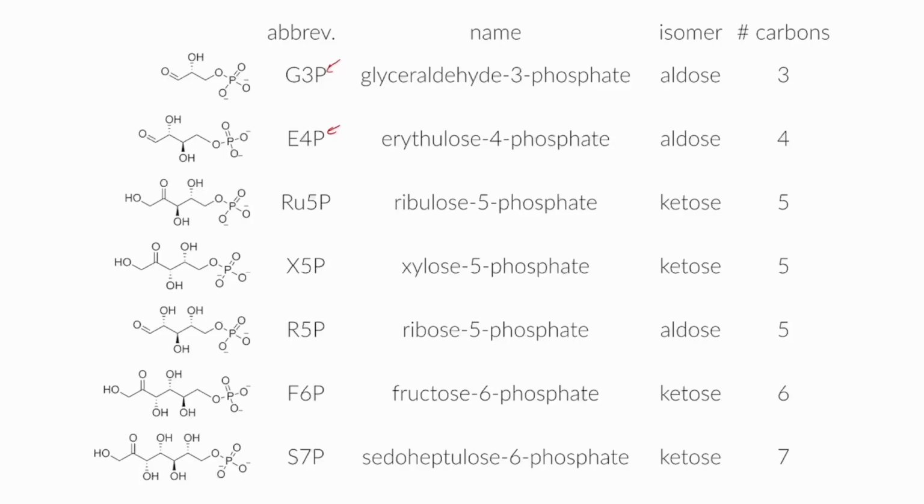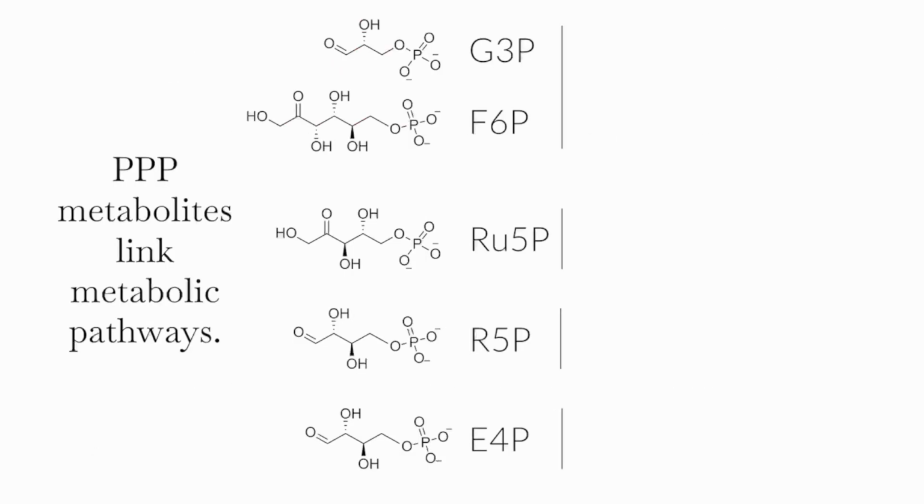So what are these metabolites? They are sugars that have a single phosphate stuck onto the end of them, with a variable number of carbons. They also vary in whether they're aldose or ketose, whether the carbonyl is here or here. Okay, cool. What else can we talk about with this?